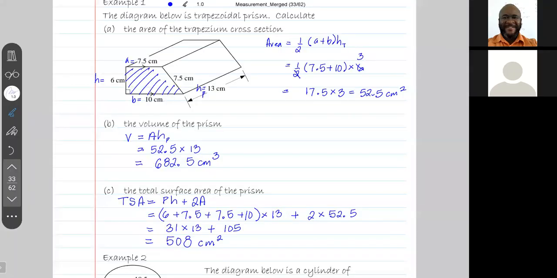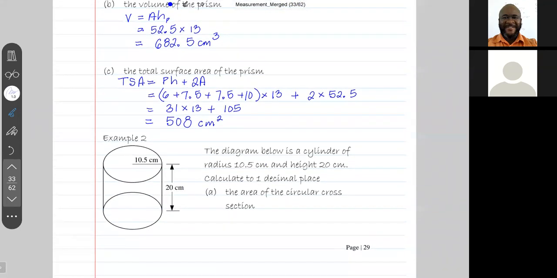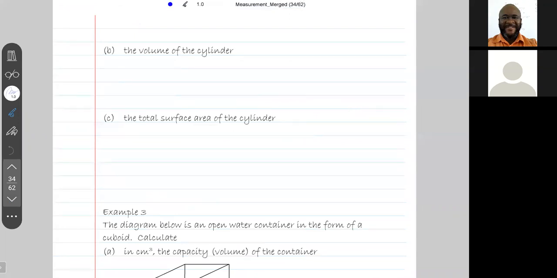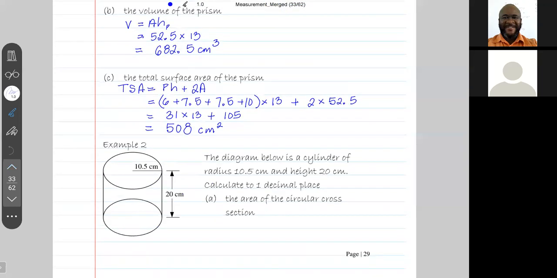All right, so let's have a go at example 2. So example 2 is a cylinder. It says the diagram below is a cylinder of radius 10.5 centimeters and height 20 centimeters. You have to calculate to one decimal place the area of the circular cross section. Then you are asked to calculate the volume and the total surface area. All right. So very quickly, let's see what you can do in 7 minutes.